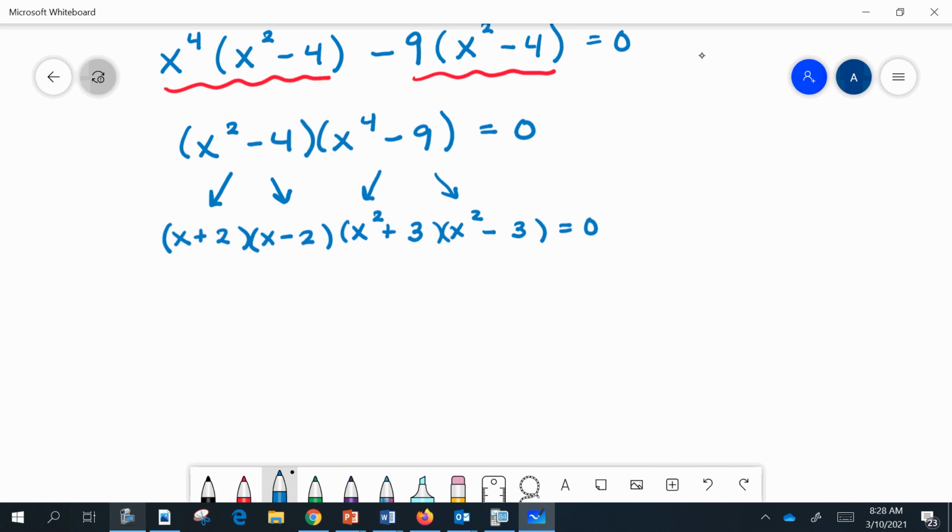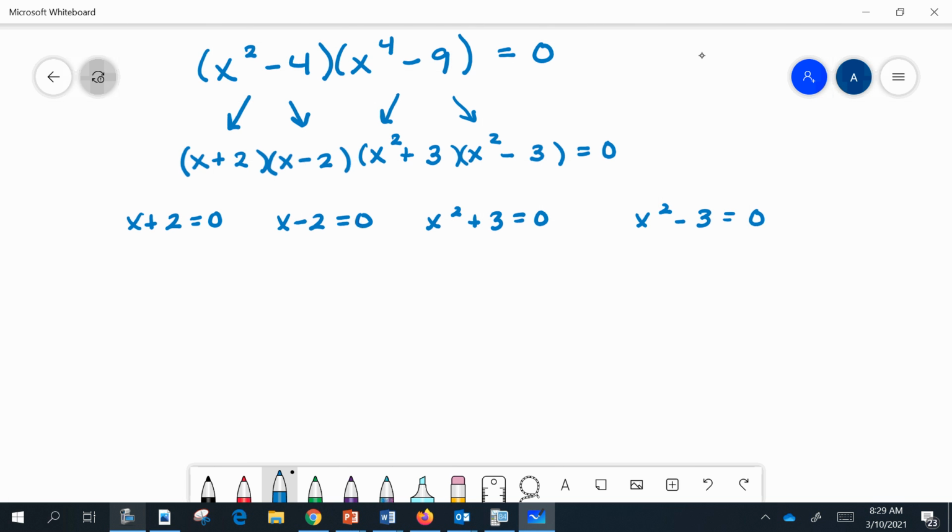Okay? Well, now when I look at this, x plus 2 is factored, x minus 2 is factored, x squared plus 3 is factored, and x squared minus 3 is factored. See, these 3's are not perfect squares, so I can't factor this anymore. No big deal. We set each factor equal to 0. I set x squared plus 3 equals 0, and we set x squared minus 3 equals 0. See, it's not a big deal that these x squareds don't factor more, because we know how to solve a quadratic equation. Okay, that's why we had the unit prior to this one.